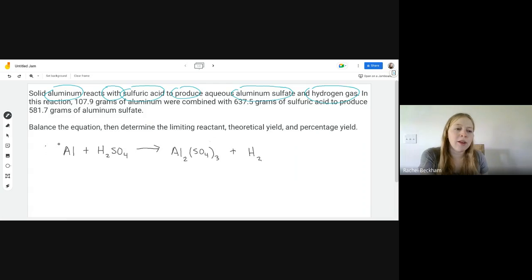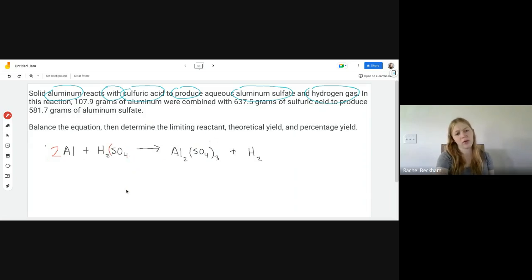Now we have our formula and we need to balance it. I see that there are 2 aluminums here, right? And there's only 1 aluminum over here. So I'm going to put a 2 in front right here so that now I have 2 aluminums and 2 aluminums. I see that I have 3 copies of sulfate in general, 3 copies of SO4. On this side, I really only have 1 set of it, right?